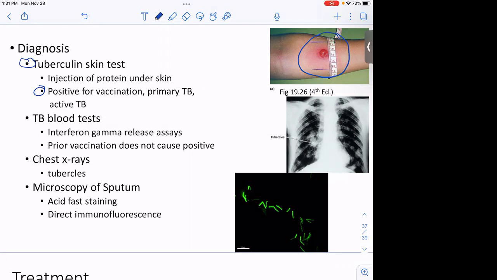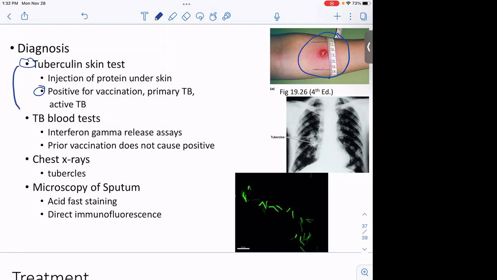Or it could mean that you were exposed once and fought off the infection and don't even have tuberculosis or anything. But it is a good place to start. If you don't have any reaction, then okay, you're good. You don't have TB. If there is a reaction, well, actually, let me mention one other thing.